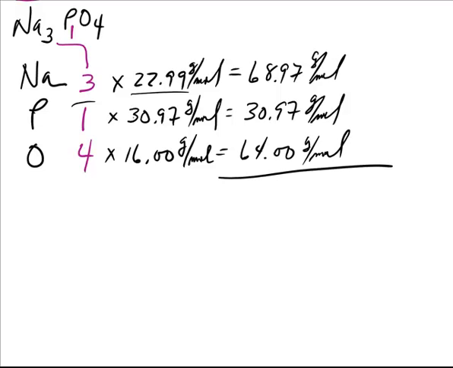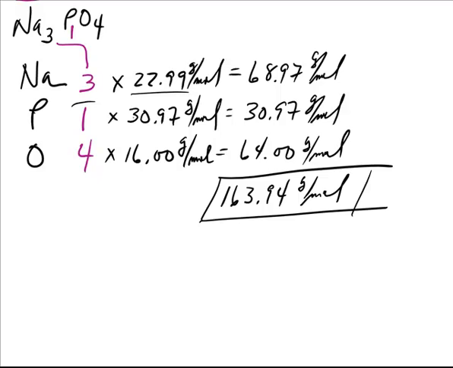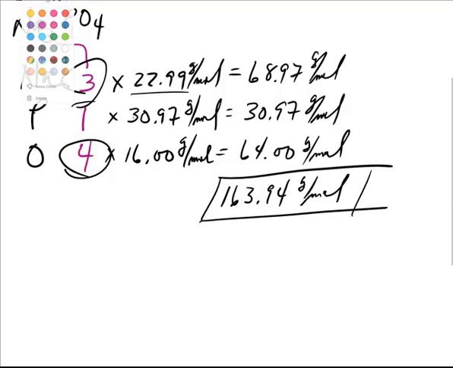And then we're just going to add those numbers together. And we're going to get 163.94 grams per mole for sodium phosphate. Again, a little more complicated because we have some non-1 atoms in here. We have 3 sodiums and 4 oxygens, but it's nothing we can't handle. It's simple math. It's just some multiplication.